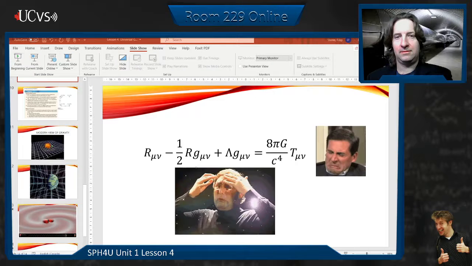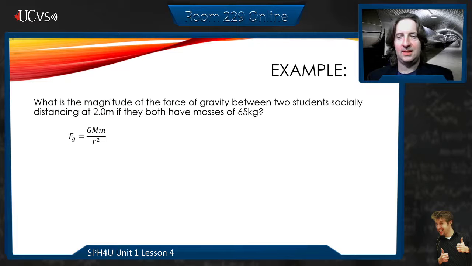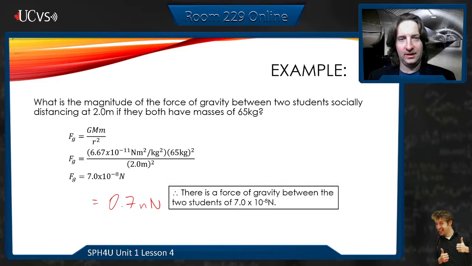What's happening? What did I do? So let's go back here. So that's going to be 0.7 nanonewtons. Okay? And a therefore statement. Finish our problem. So not very much. But there is a force there.